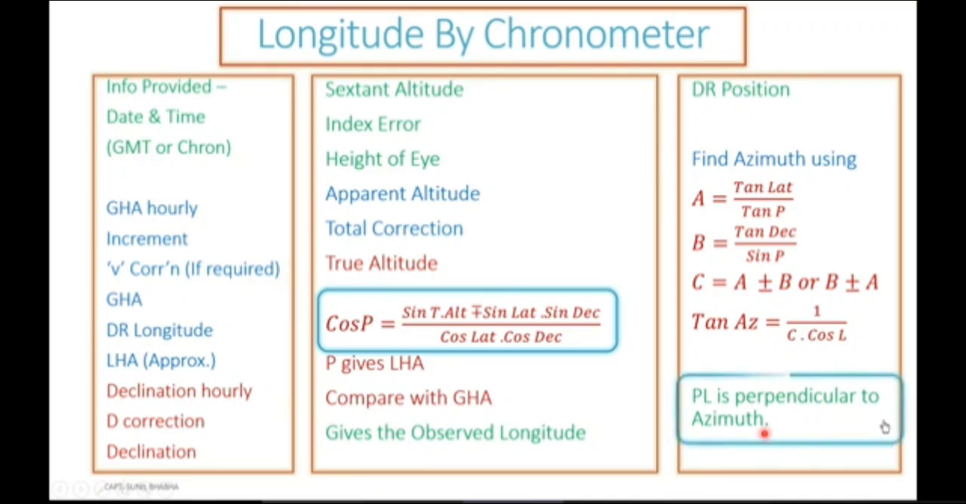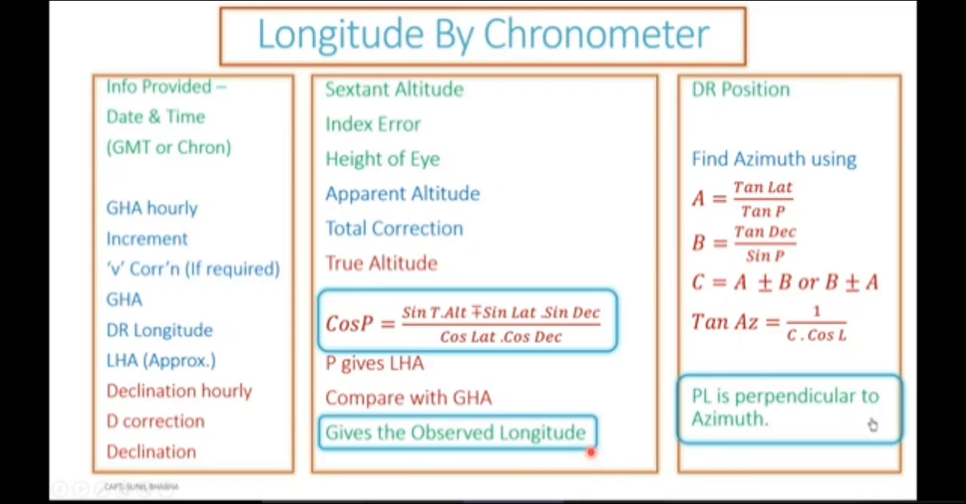So we have obtained the direction in which the PL lies, and we have also obtained the observed longitude. These are the two items which are required in these questions. And when we have these two items known to us, we are able to plot this position line easily on the chart. You have a reference position, which is given by observed longitude.